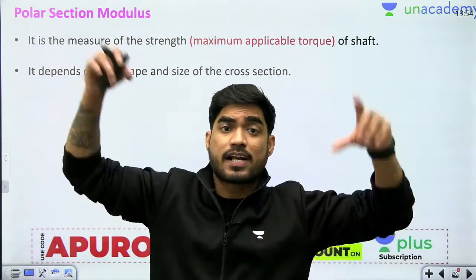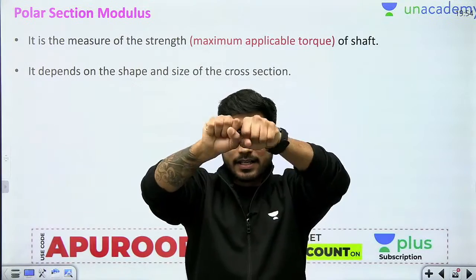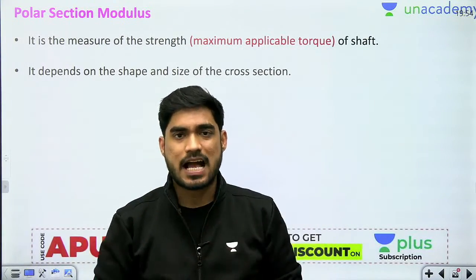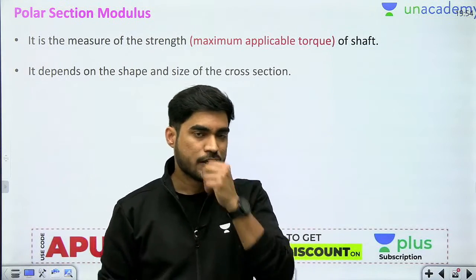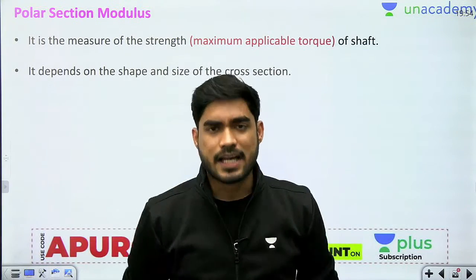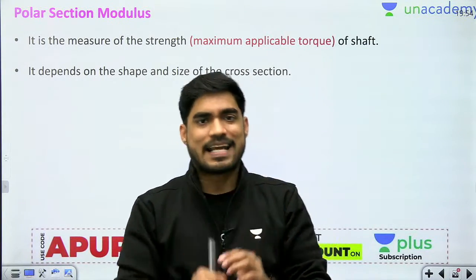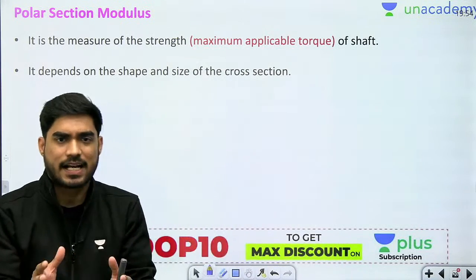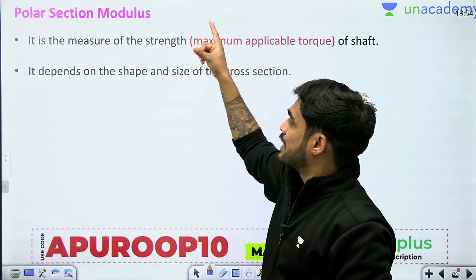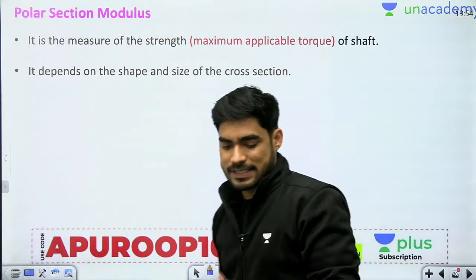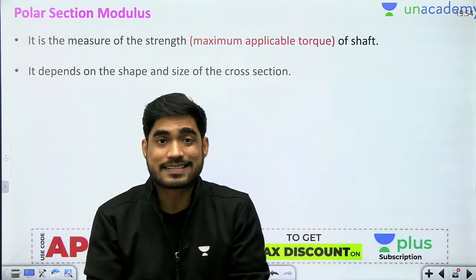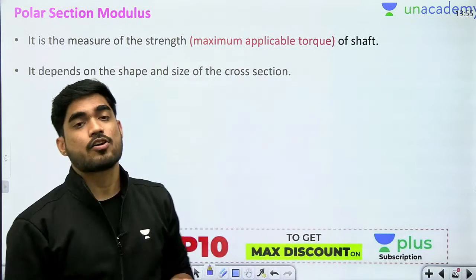How much torque can this shaft bear? If I apply torque, then it will try to fail this shaft, it will try to fracture this shaft, or it will try to yield the shaft. Okay, so beta, how much torque this shaft can sustain without failure, that will be known as the strength of the shaft. And if you want to measure the strength of the shaft, then you need to calculate the polar section modulus. So polar section modulus is the measure of the strength of the shaft. How strong is your shaft?